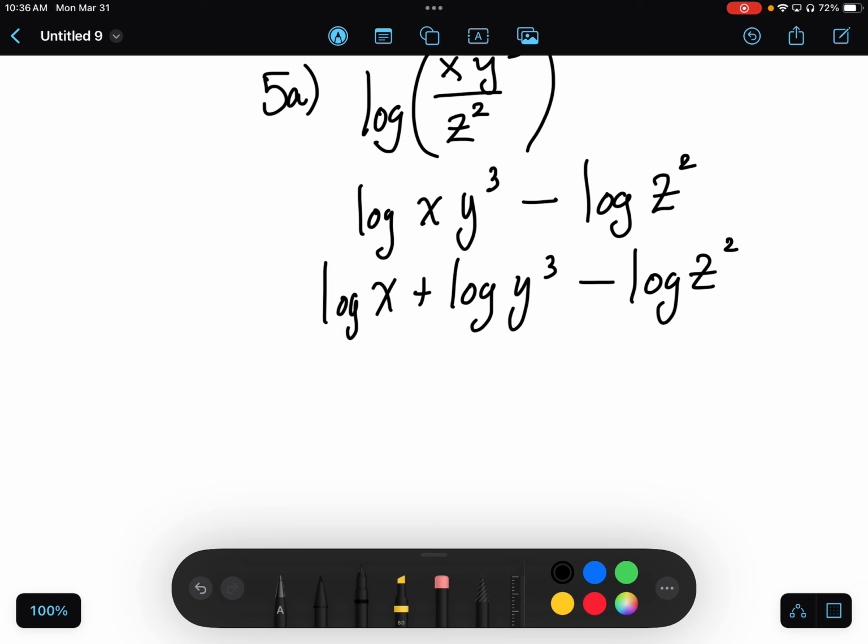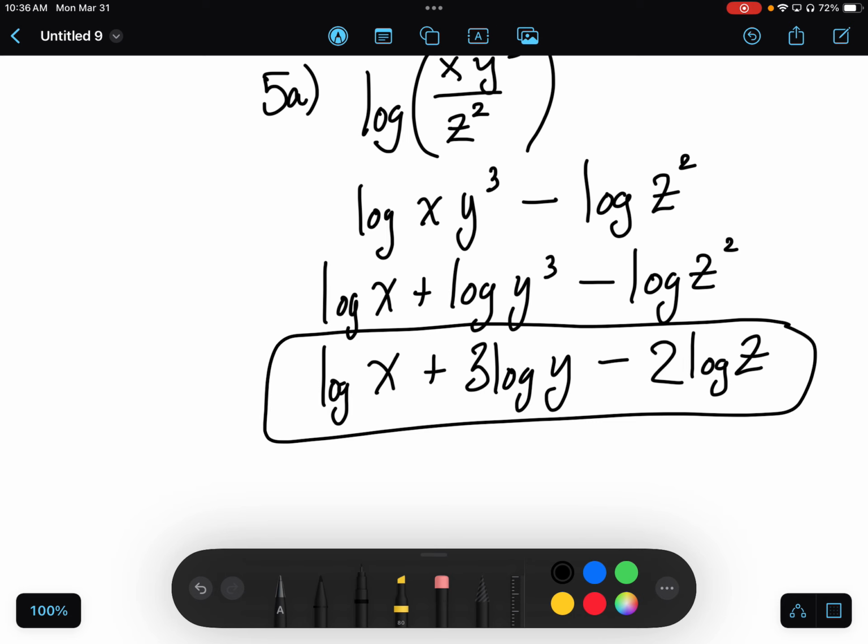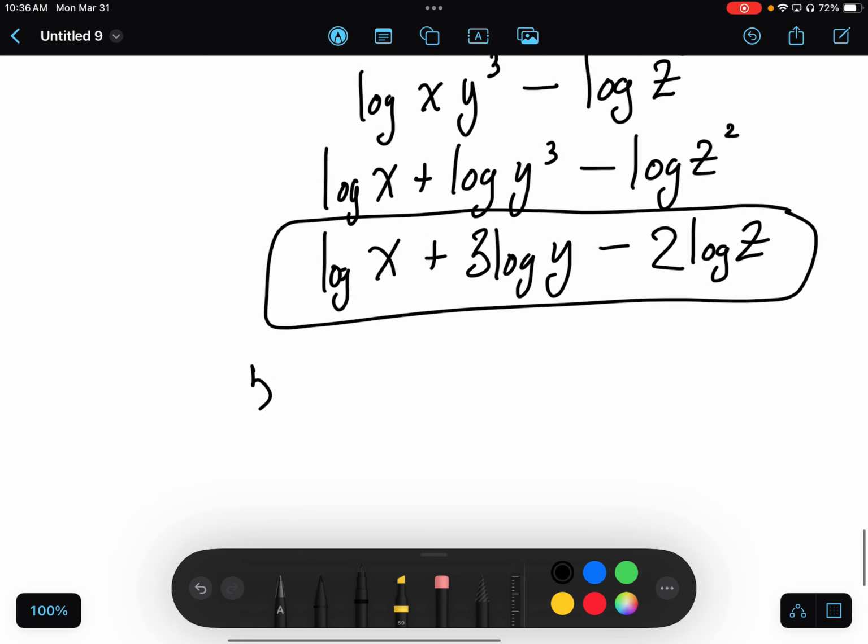Then all exponents move to the front. There wasn't an exponent on the first one. There was on the second one. And that's expanded. That's 5A. 5B.